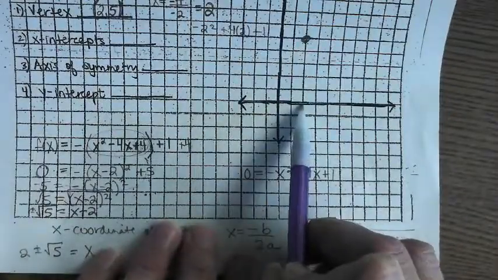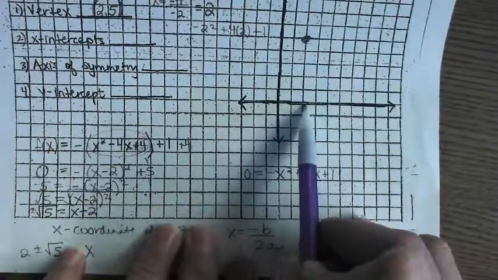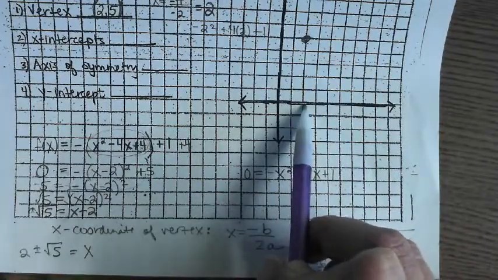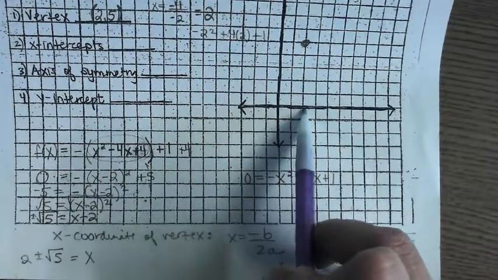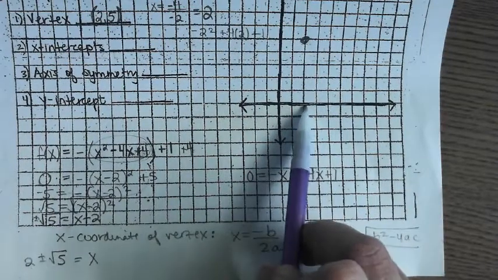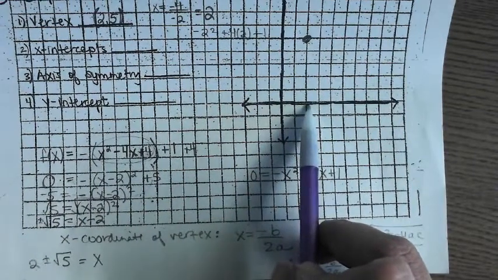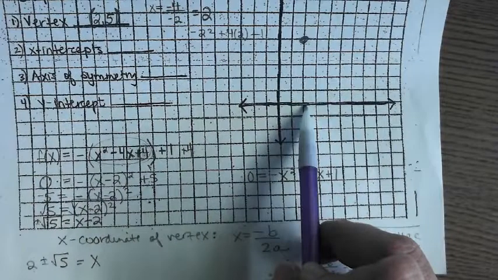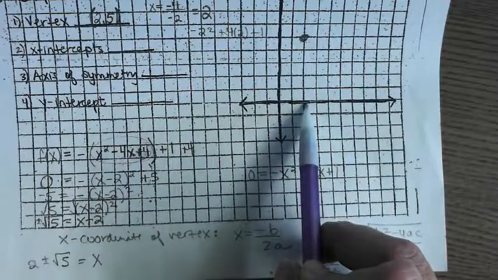So to get to my zeros, I'm at 2. I need to add root 5 and subtract root 5. Now, approximately, because we don't have a calculator, what is the value of the square root of 5? 2 point something? Is it a 2.9 or is it a 2.1? It's closer to 2.1, right? Because we're just past the square root of 4, which is exactly 2. So the square root of 5 is going to be a 2.1, 2.2.